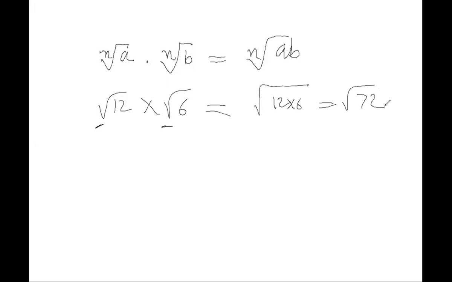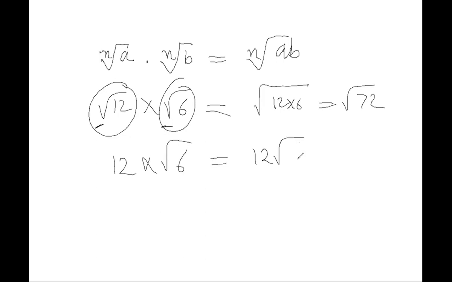And one more thing: this is a square root and this is also a square root, and that is why we could multiply 12 into 6. But if there is 12 into square root 6, we cannot multiply. We can write it like this, 12 root 6, but we cannot multiply because this is not a square root. This is square root, but this is not. Write this also. Come on, keep writing.